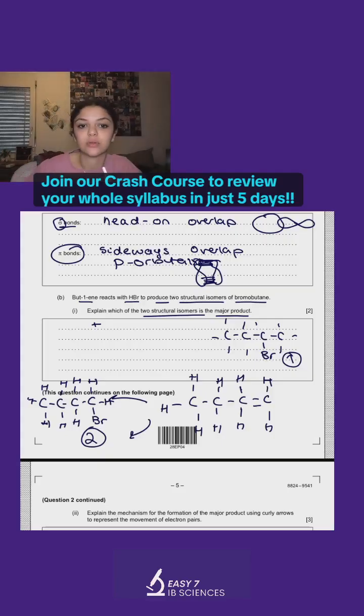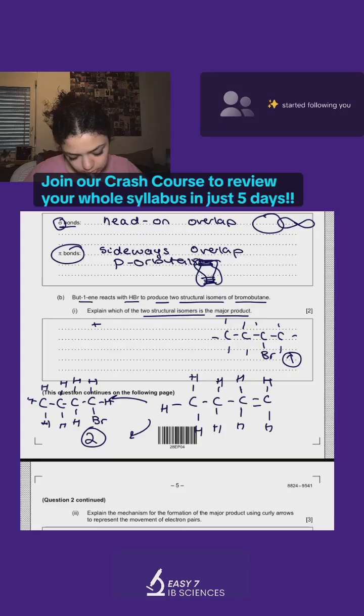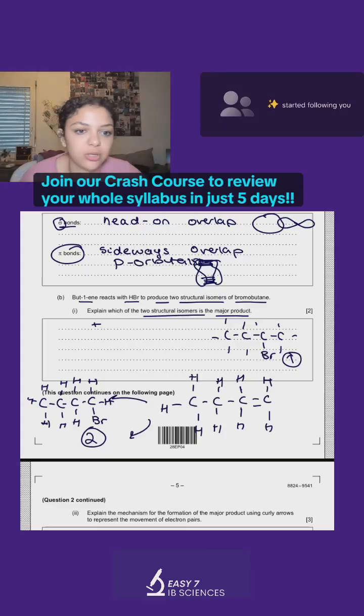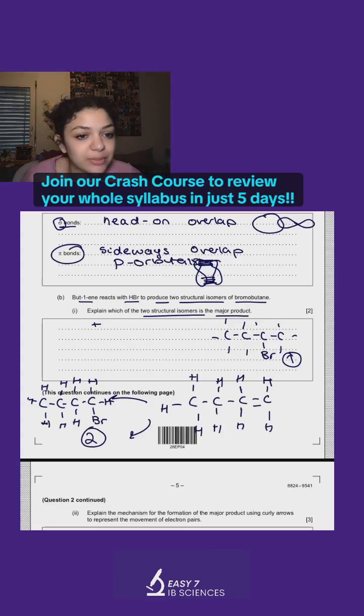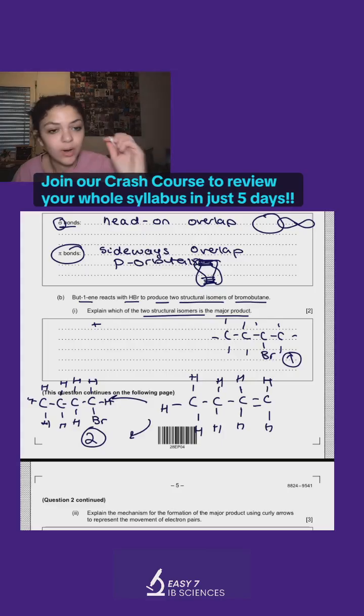Ooh, careful. It's not 2. It's going to be 1. Okay? Because your carbocation, it has 5 double bonds. I don't see what I did wrong, guys. But it's been a long day. 1 is more stable, exactly. So careful, why is 1 more stable?